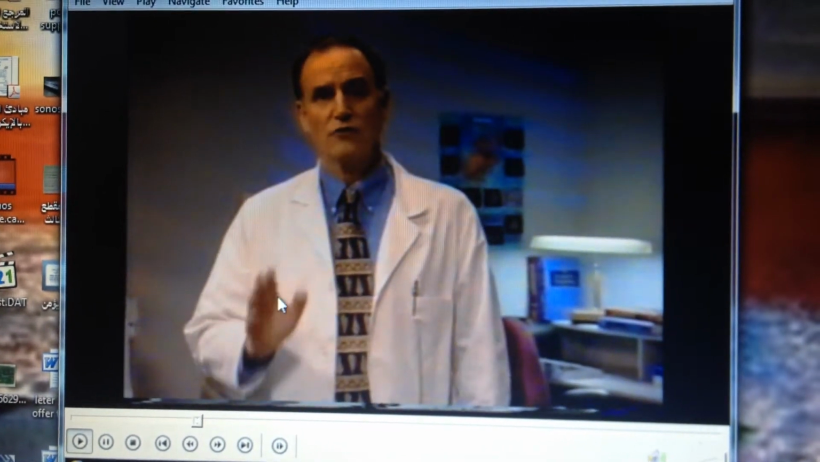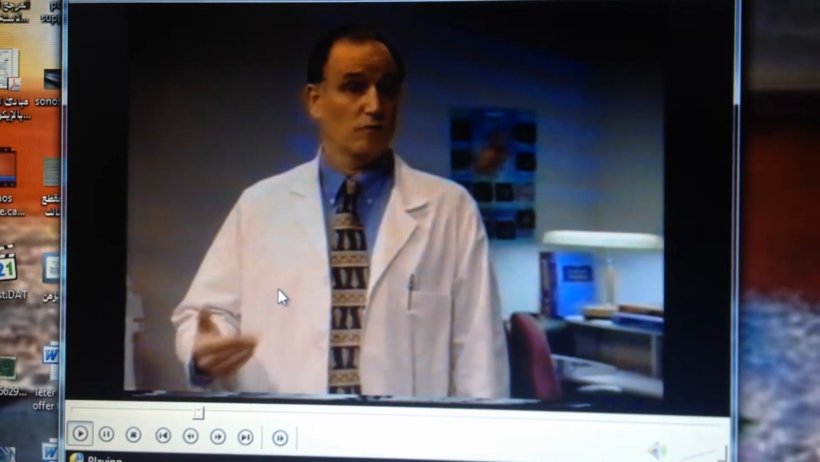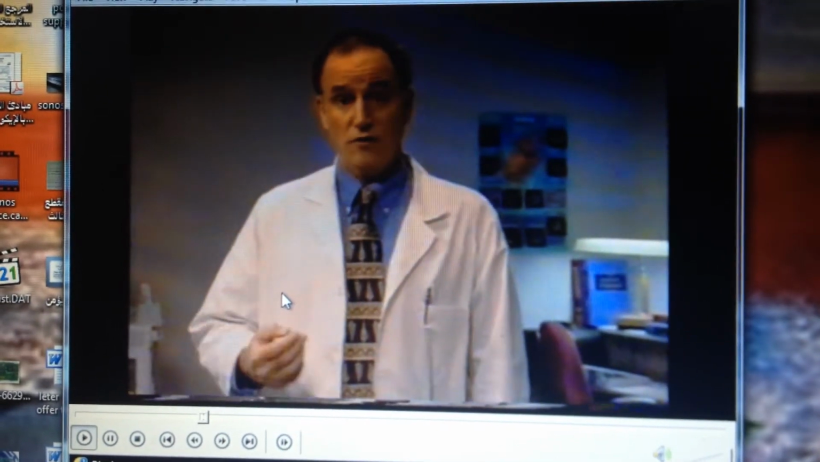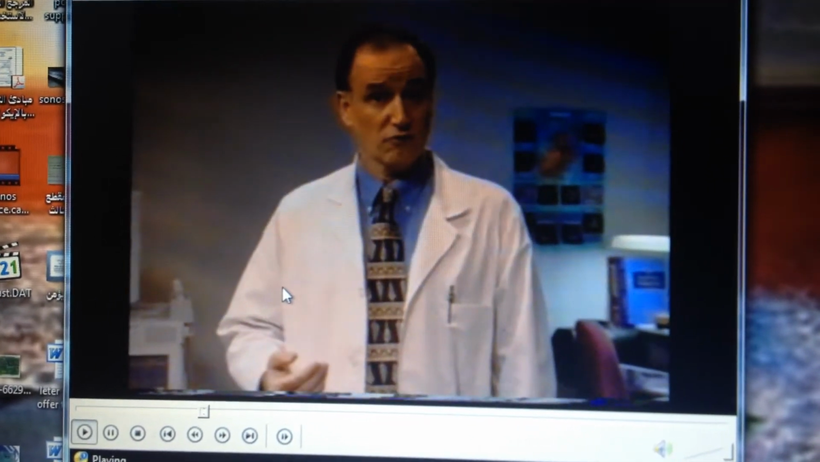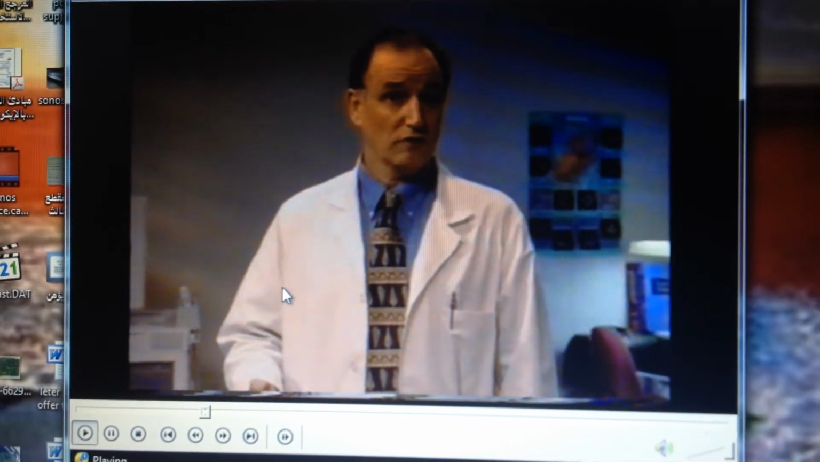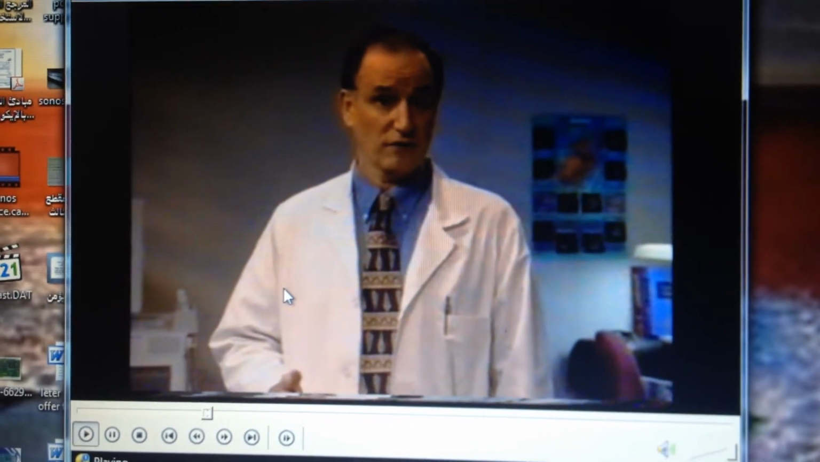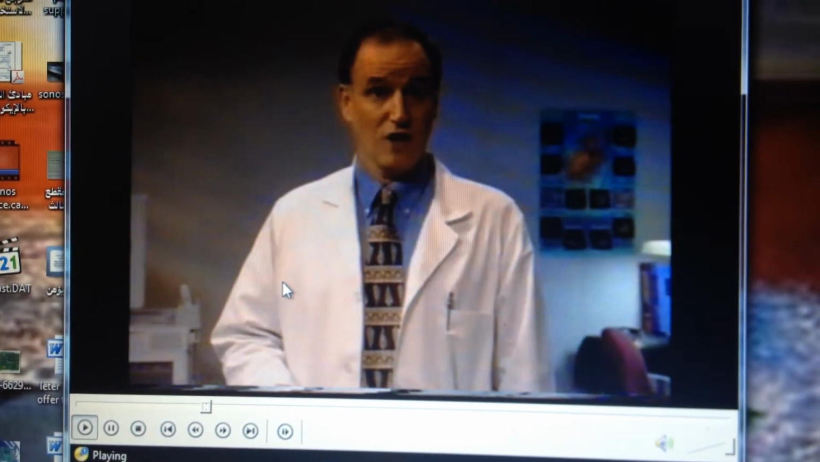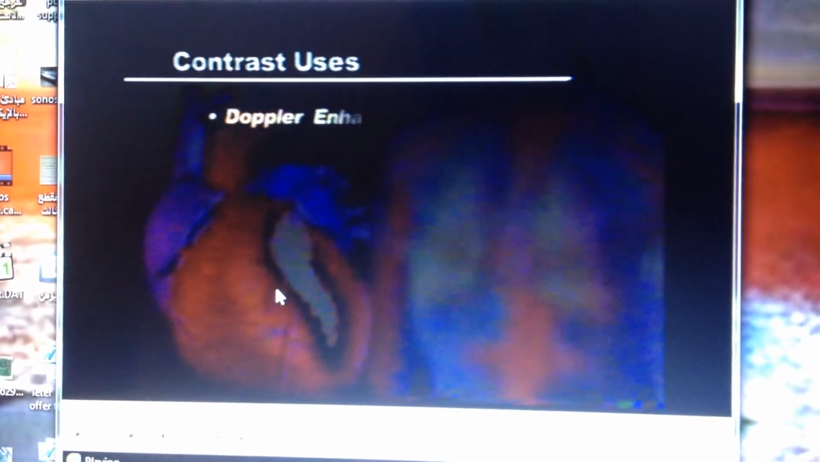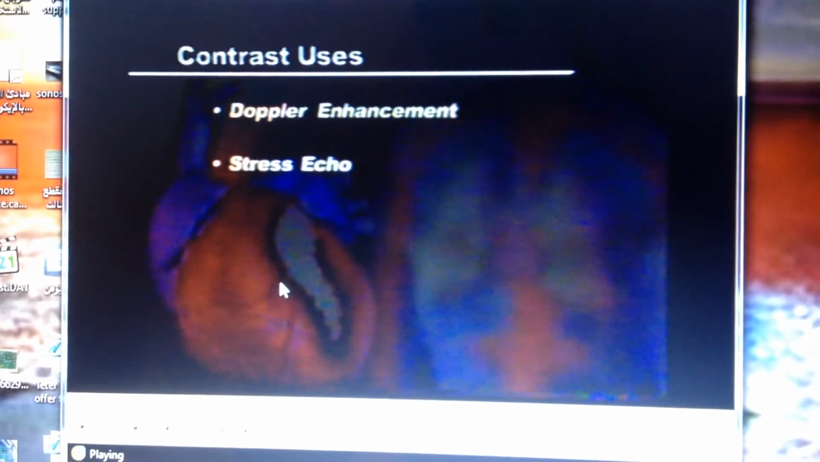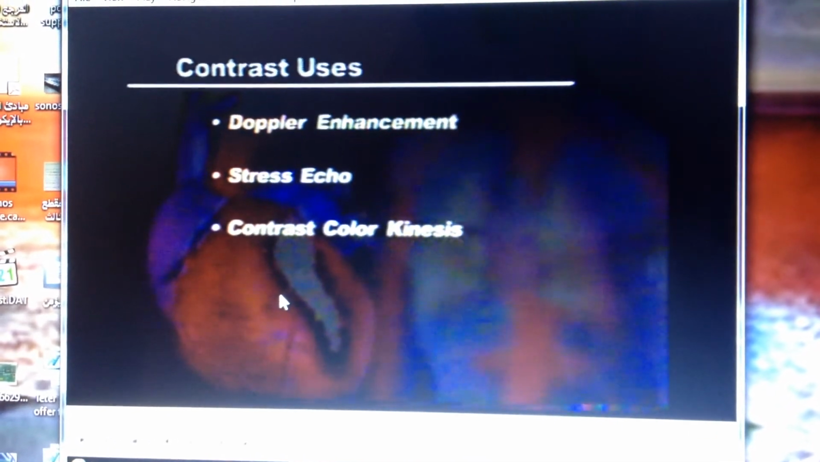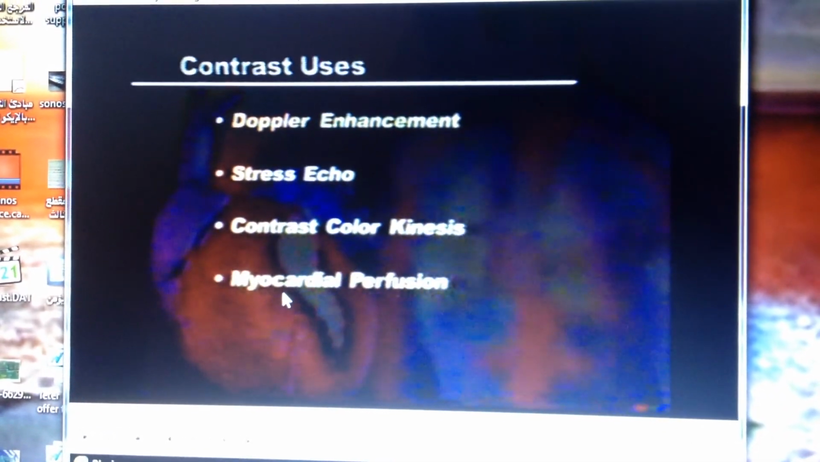In general, contrast agents can be used to improve the quality of many echocardiograph images. This improvement can aid in faster and more accurate diagnosis and can improve the accuracy of assessing left ventricular cavity size, wall thickness, and wall motion. Contrast can be used for Doppler enhancement, stress echo, contrast color kinesis, and in various research techniques involving myocardial perfusion.